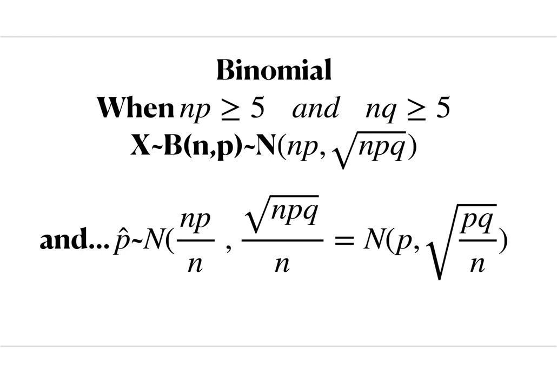Q is 1 minus P. So if there's at least 5 successes and at least 5 failures in whatever sample I'm doing of people, of things, of events, that are either they are something or they aren't something, then it will follow a normal distribution with an average of NP and a standard deviation of square root of NPQ. So that would be the entire population.